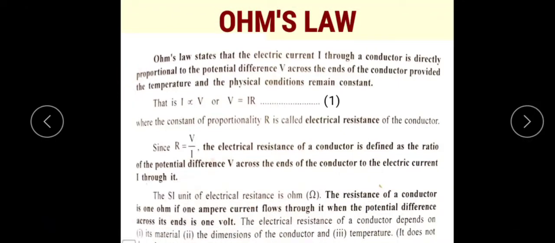Ohm's law is one of the very important and basic concepts in current electricity.